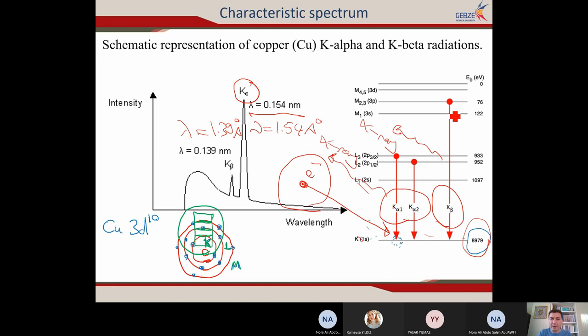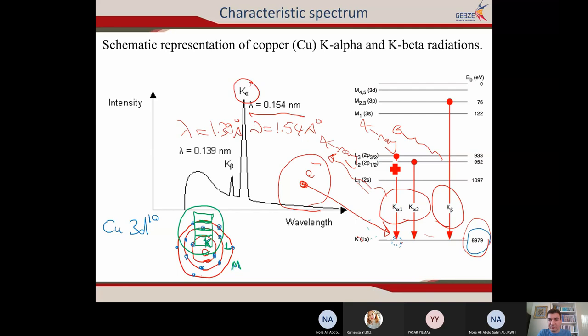So usually we carry out experiments with this K alpha, because what do you see here? The intensity is much higher compared to the K beta. And of course it is more or less monochromatic. Actually, it is not perfectly monochromatic. Here you see K alpha 1, K alpha 2. So from the L shell, the electrons can come from the L3 or L2 energy levels, so 2P3/2, 2P1/2. They have different delta E values, different wavelengths, but they are very close to each other.